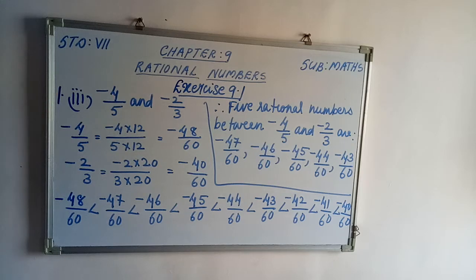So the 5 rational numbers between minus 4 upon 5 and minus 2 upon 3 are already written. Any 5 you select and you can write it. In a similar way, you can do question 4. In the first question, there are total 4 questions. 3 I have already shown. So, the fourth one, you try it. Now, we can move on to the second question.